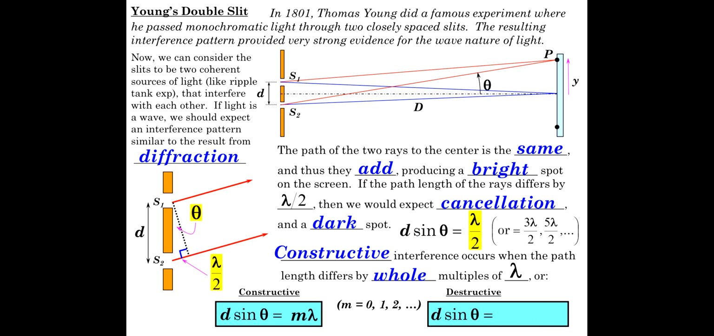So destructive interference occurs when d sine of theta is a half a wavelength, or 3 halves, or 5 halves, and that would be (m plus 1/2) lambda. So we have two very similar looking formulas, with m being 0 or any whole number. For constructive, it just sits there like it is. For destructive, m plus 1/2. That's the only difference. m or m plus 1/2. And those are the formulas for getting constructive and destructive interference in a double slit pattern.